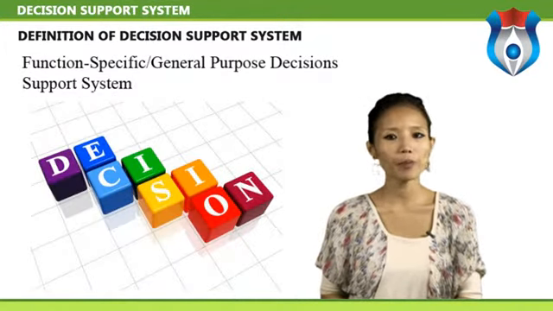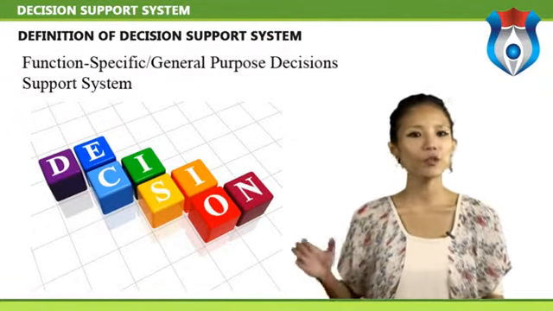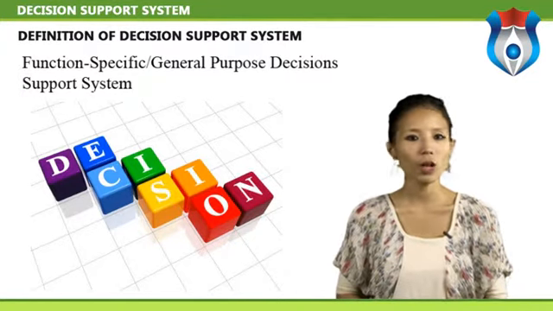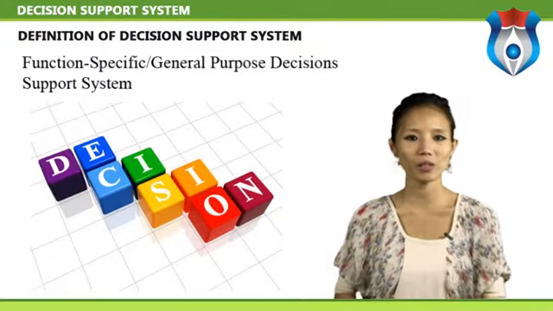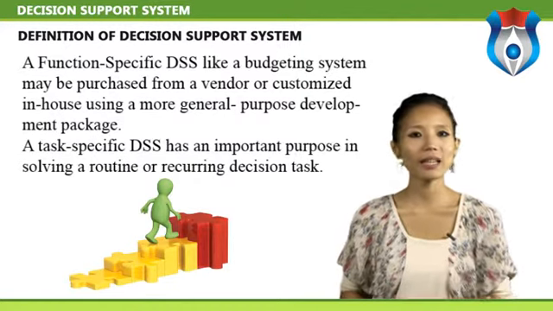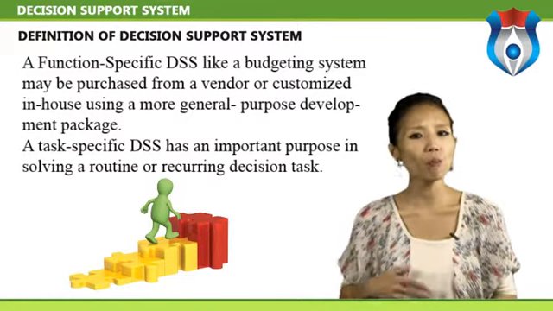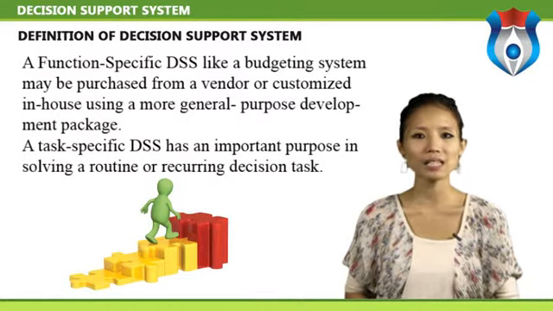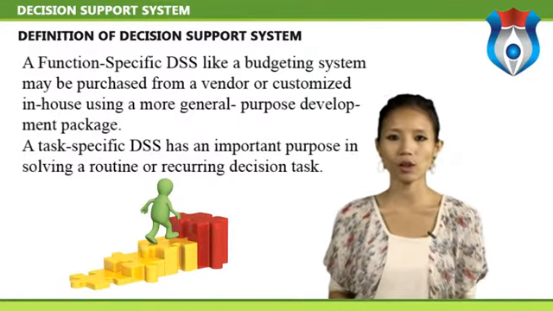Function-specific or general-purpose decision support system. Many DSS are designed to support specific business, function or types of businesses and industries. We can call such a decision support system a function-specific or industry-specific DSS. A function-specific DSS, like a budgeting system, may be purchased from a vendor or customized in-house using a more general-purpose development package. A task-specific DSS has an important purpose in solving a routine or recurring decision task.